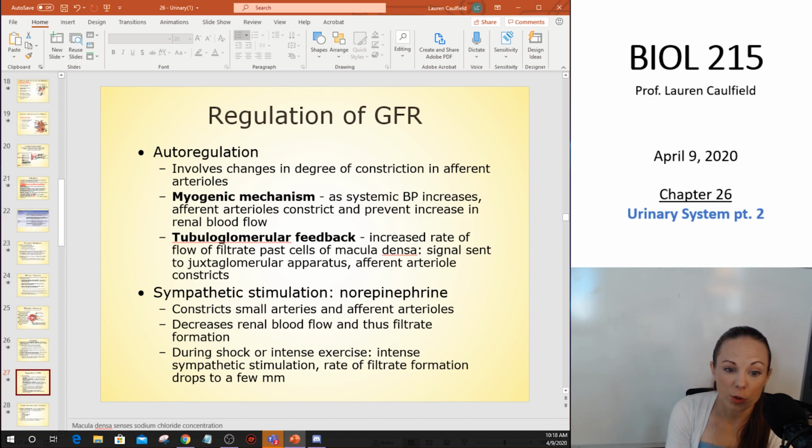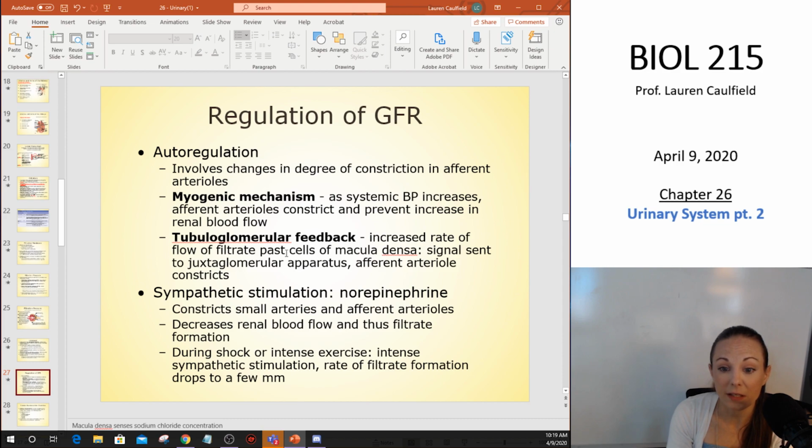So we also have tubuloglomerular feedback. So this is an increased rate of flow of filtrate past the cells of the macula densa. You guys remember where the macula densa is? That's in the distal convoluted tubule. Remember, it runs right next to our afferent arteriole, so this is part of our juxtaglomerular apparatus. Okay, so if we have an increased rate of flow past those macula densa cells in the DCT, we send a signal to the juxtaglomerular apparatus, which remember is part of that afferent arteriole. It's part of those bands of smooth muscle that surround it, telling that afferent arteriole to constrict.